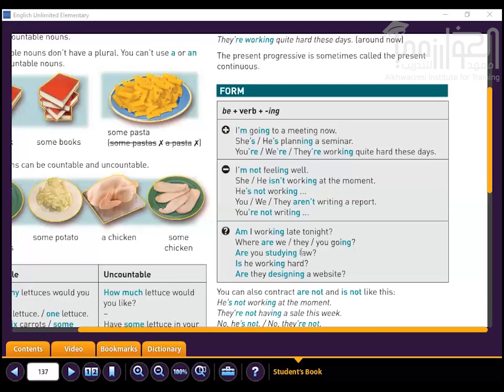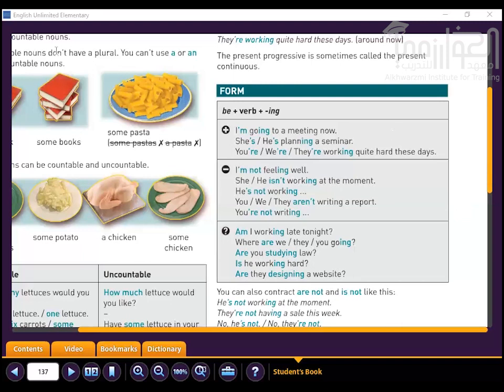Are you studying law? Law is kanun, law. And then, is he working hard? Are they designing a website? Designing is... Yes, yes, Yasmim. Are they designing a website?